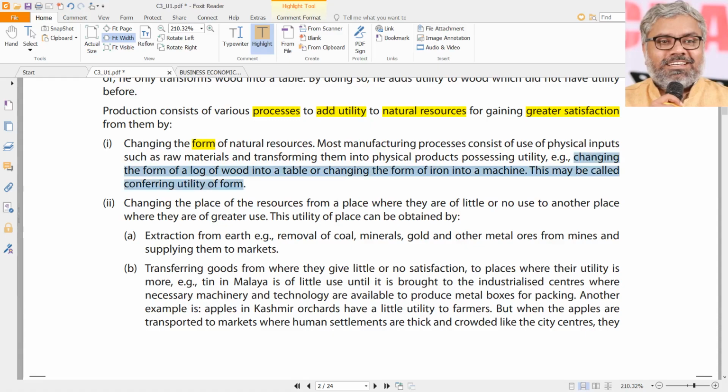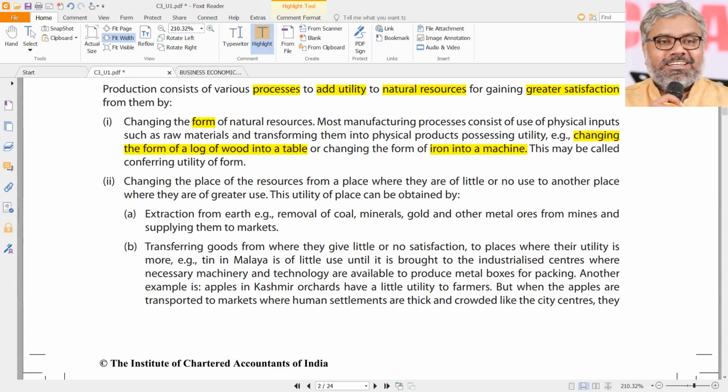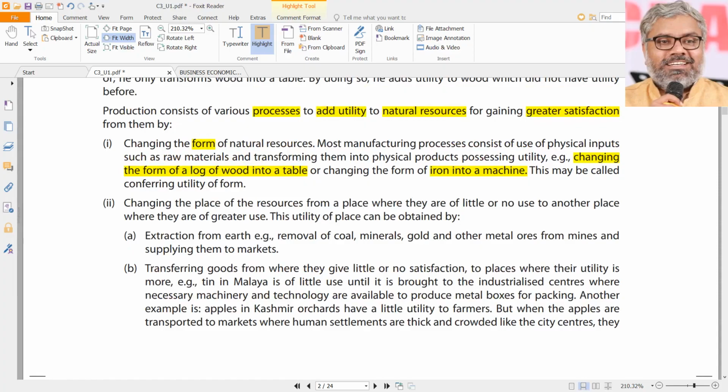Simply speaking, changing the form of wood into a table is one example, or changing the form of iron into a machine is another example. Like this, the production process creates this kind of form utility. That is one of the kinds of utilities that the production process generates. That is called form utility, and that is possible because of technology, because of human civilization, where we learned from experience how to convert these natural resources into something more useful.